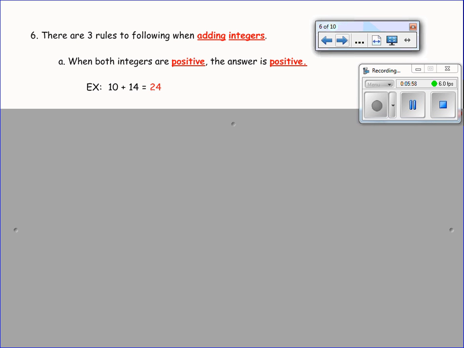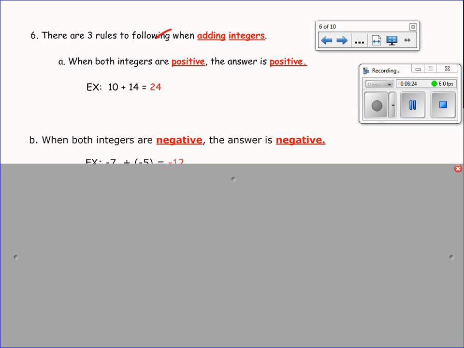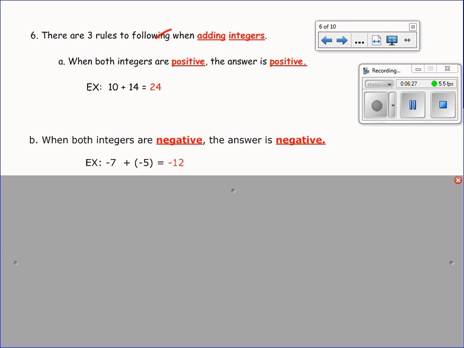Now, we will have rules for adding integers. Number 6, there are 3 rules to follow when adding integers. The first rule you've done since you were in elementary school. When both integers are positive, the answer is positive. So in your example, 10 plus 14 is 24. The second rule. When both integers are negative, the answer is negative. Example is negative 7 plus negative 5 is equal to negative 12.